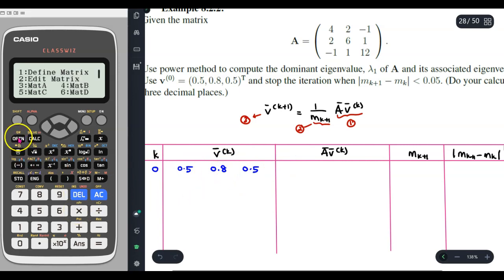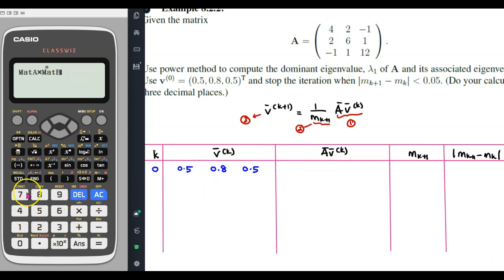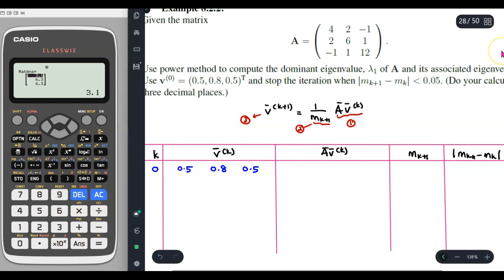So call matrix B, which is number 4. So mat A times mat B, so you have 3.1, 6.3, 6.3. So that is your AVK, the mat answer in the calculator.